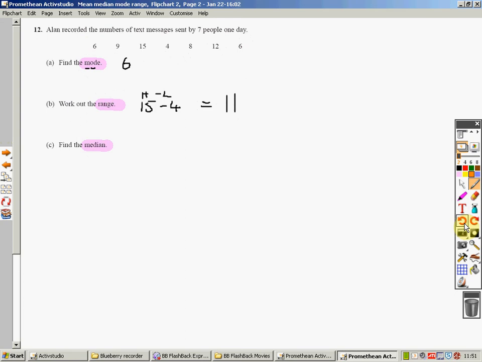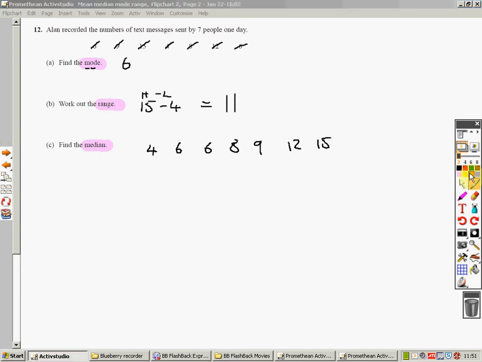Okay, so I'm now going to copy out the numbers again, but in order. So 4 is my lowest. Next one, 6. Another 6. 8. 9. 12. 15. And now I can do my crossing off. 1 from the front, 1 from the back, from the front, from the back, from the front, from the back, 8. Median would be 8.